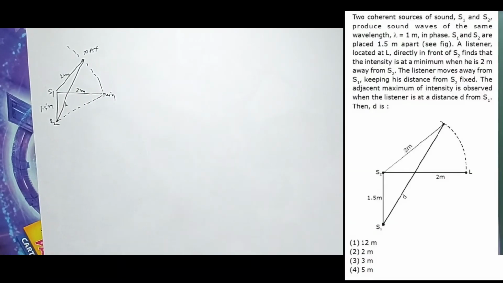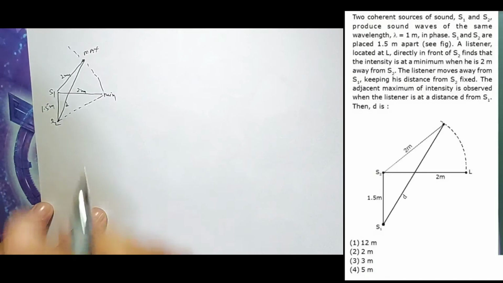Now, let us discuss another question. Two coherent sources of sound S1 and S2 produce sound waves of the same wavelength lambda is equal to 1 meter in phase. S1 and S2 are placed 1.5 meter apart. A listener located at L directly in front of S2.